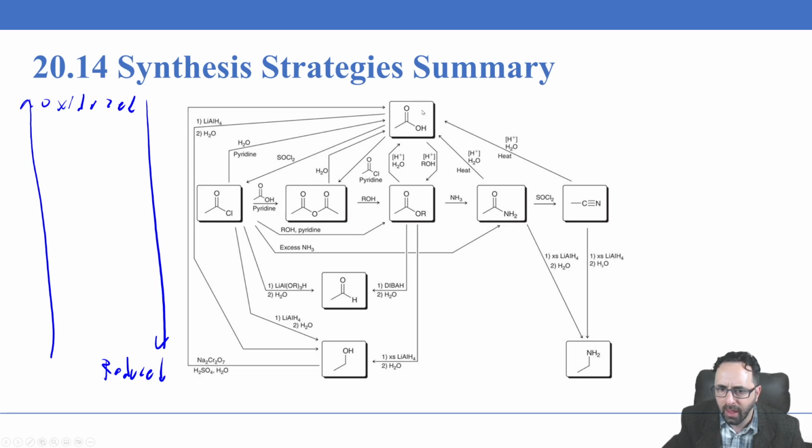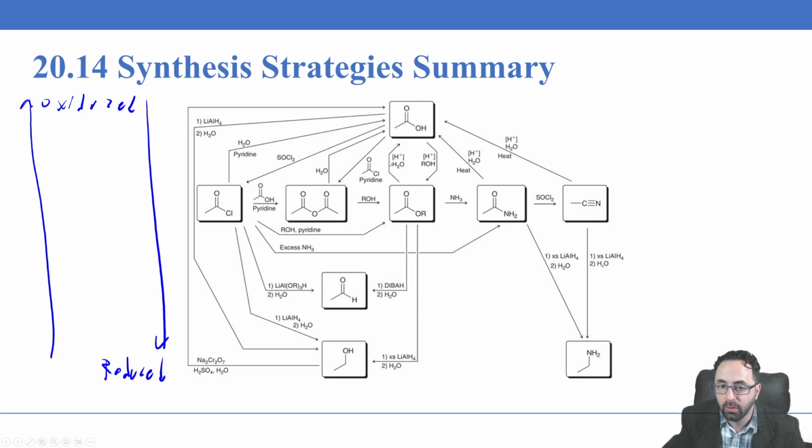Note that we can't directly reduce a carboxylic acid to an aldehyde by using lithium aluminum hydride because it is too strong of a reducing agent. It will reduce it all the way down to the alcohol. If we want to reduce it to an aldehyde, we'll want to go through one of these steps where we'll make one of these carboxylic acid derivatives, like an ester or an acid chloride, and we can then reduce that to produce for us our aldehyde.